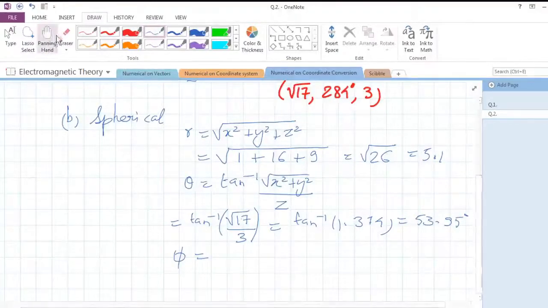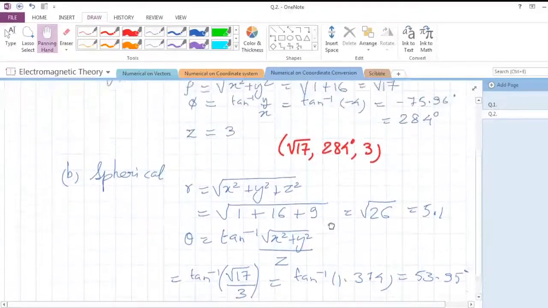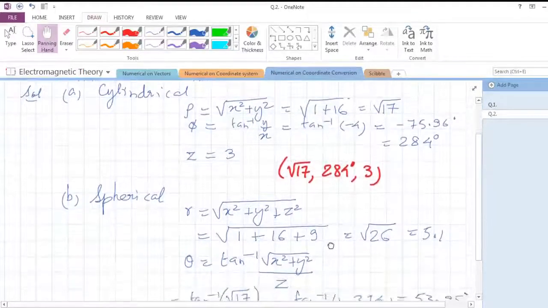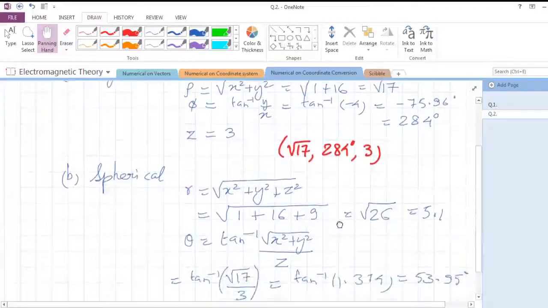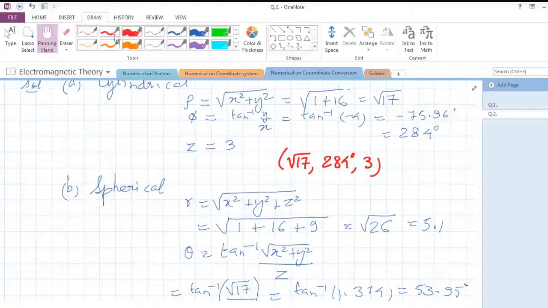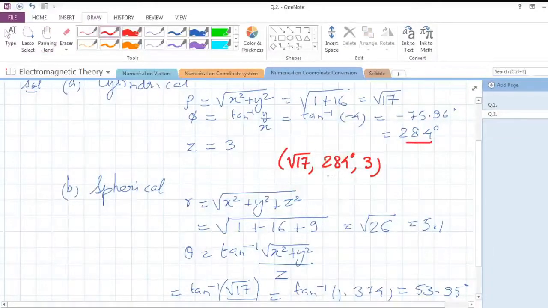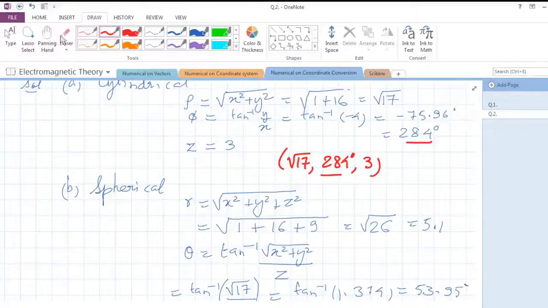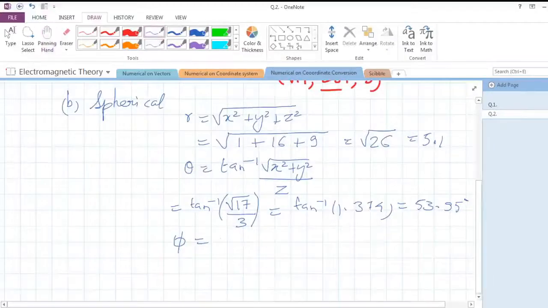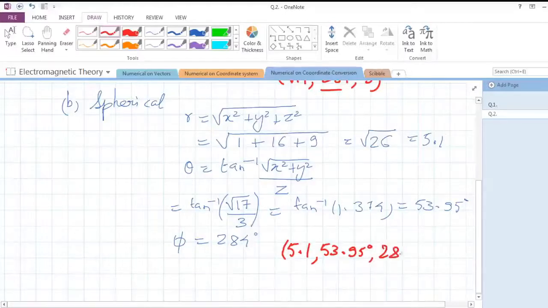So only the last dimension is left, and that dimension is phi. Do you think we need to find out phi again? As I explained in my previous video, phi is the same in cylindrical and spherical coordinate. So we can use this result, this 284. So good that we have saved some time. So I will directly write down that phi is 284 degrees. So the B part of this question has the answer 5.1, 53.95 degrees and 284 degrees.